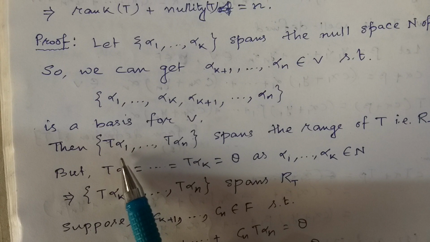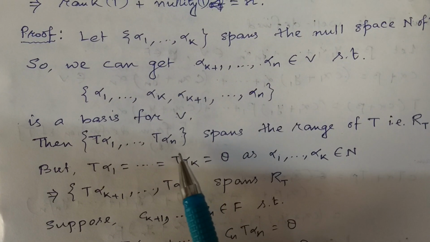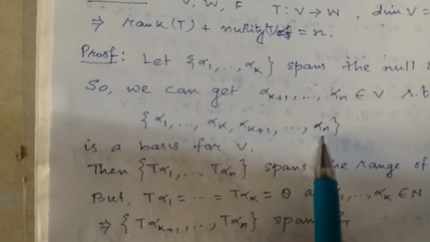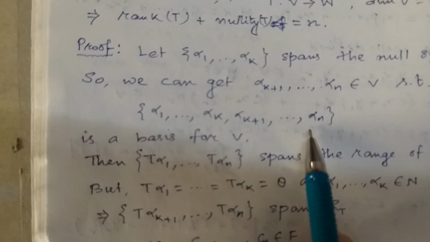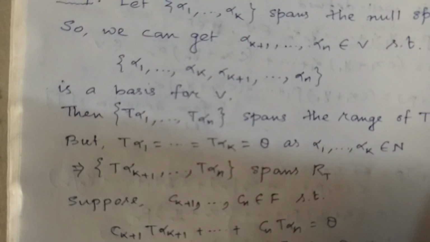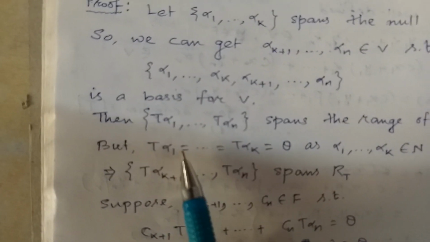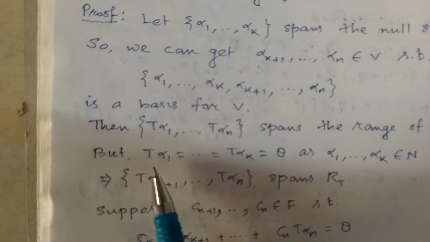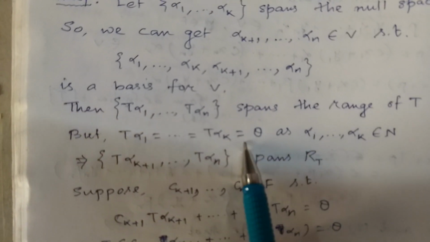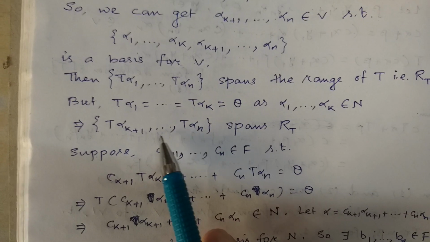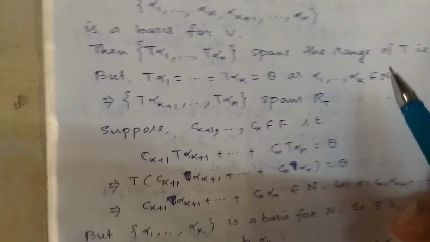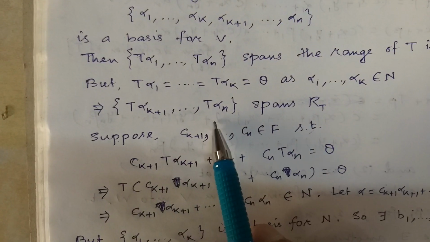then T of alpha 1, comma, ..., T of alpha n, these are images of the basis of V. So T of alpha 1, ..., T of alpha n definitely span the range of T, R(T). But alpha 1, alpha 2, ..., alpha k are taken from N. So T alpha 1, ..., T alpha k are all theta. So definitely the remaining vectors T alpha k plus 1, ..., T alpha n span R(T). Okay, now we have to check whether these are linearly independent or not.